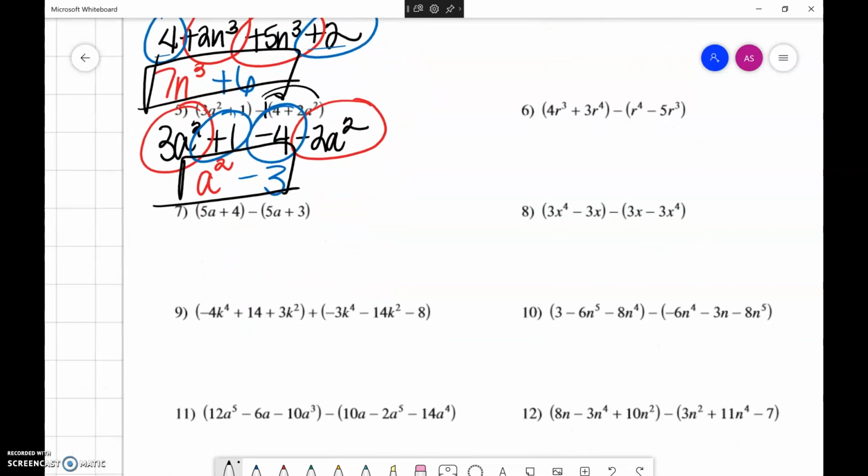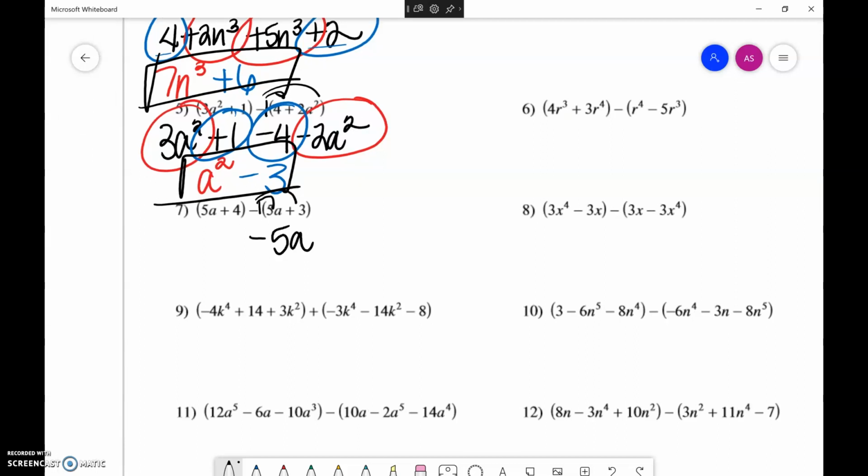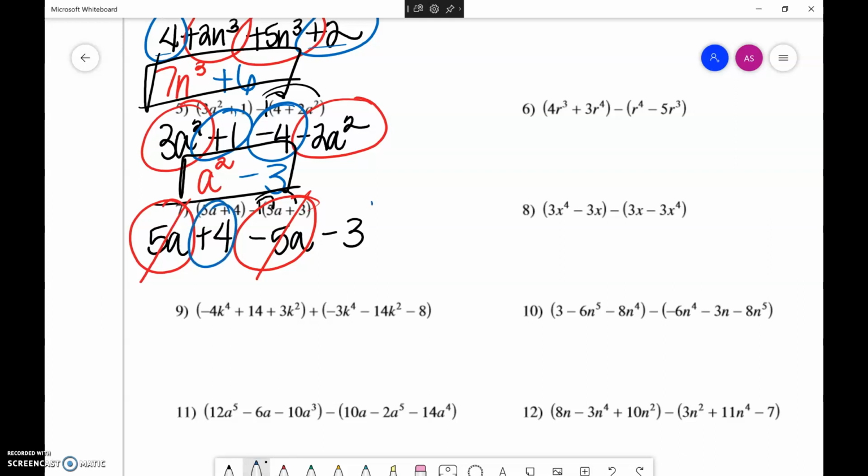My next one, same thing. Let's add our 1 in front. So that's going to be negative 5a minus 3. Then I have 5a plus 4. So like terms, I have 5a and negative 5a. Those are actually going to cancel out because that's 0. So I don't need to write anything for a. Then I have 4 minus 3, which is 1.